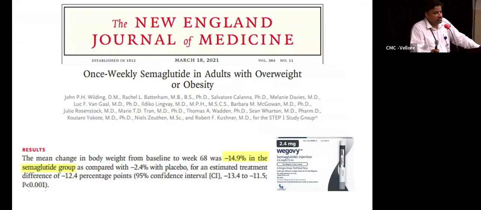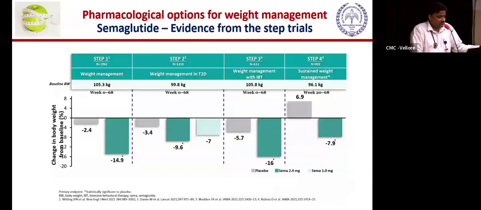This was the STEP 1 trial, injectable semaglutide, 2.4 milligrams given once a week, which showed for the first time in history a drug causing this quantum of weight loss, about 15 kgs, 15% in this particular trial. After this, several trials have been done with semaglutide, STEP 1, 2, 3, and 4. And at this point, there are 17 STEP trials which are available, including a STEP Teens trial, which is for children as well. So you see that most of these trials have shown significant weight loss.